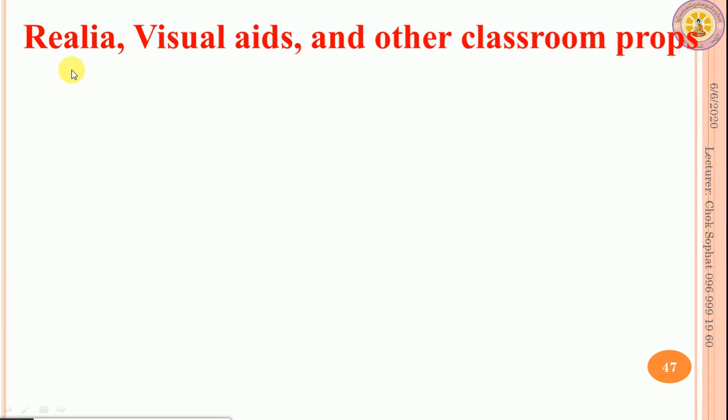Okay, realia, visual aids, and other classroom props. So, in order to teach, the students will need material. We need real material, we need audio, for example. All of these are the materials that we need to use to teach the students in the class.